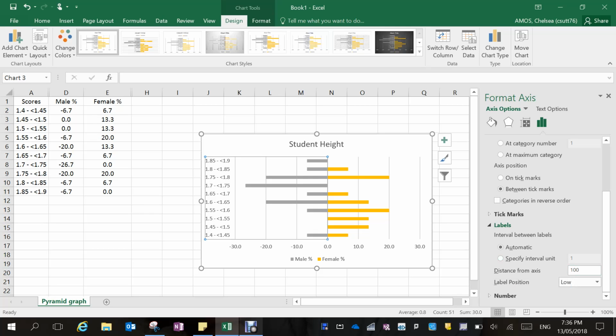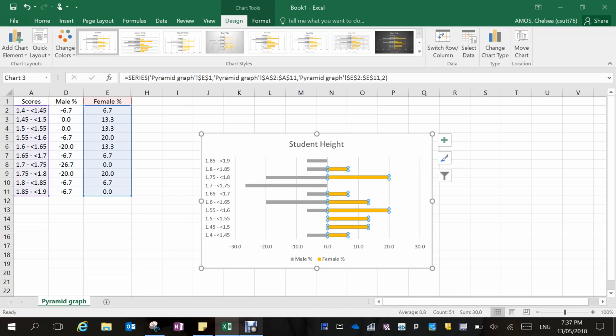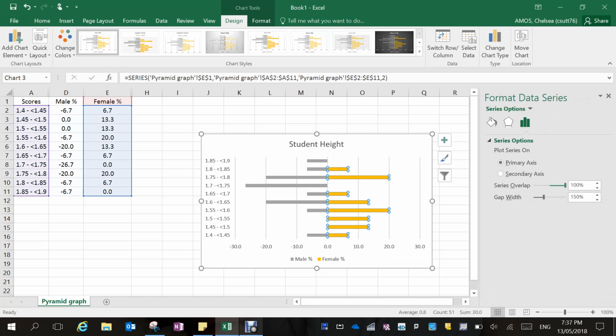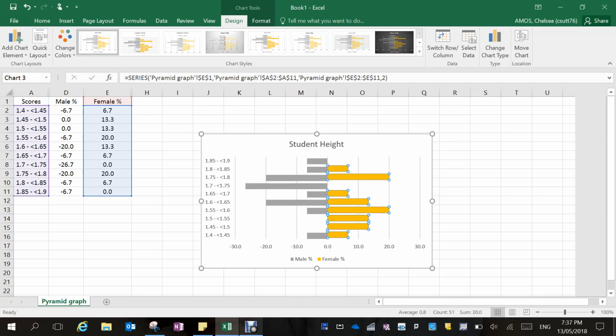The next step I'm going to do is I'm going to highlight the bars. I'm going to right click them and go to Format Data Series. So I'm going to go with a gap width of 0. Actually, I'll go with about 20%. And I'm going to make that series overlap about 80%. So what that does is it has it looking a lot more like a pyramid graph now.